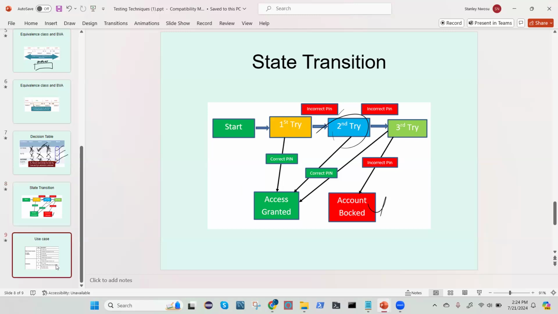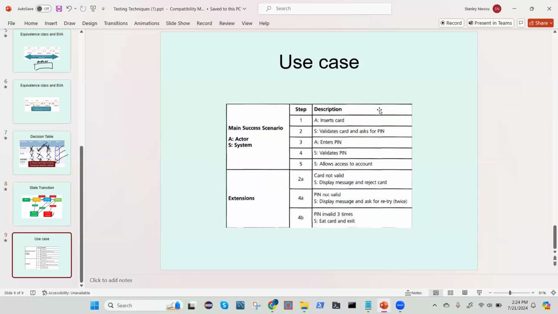And before I end the class, I did explain to you what the use case is all about. Despite test case and use case sounding alike, they are not the same thing. Test case is different. Can someone tell me what the test case is?